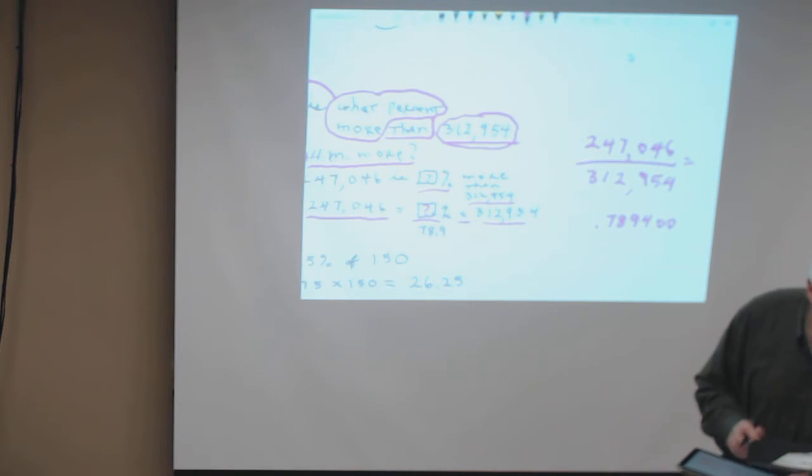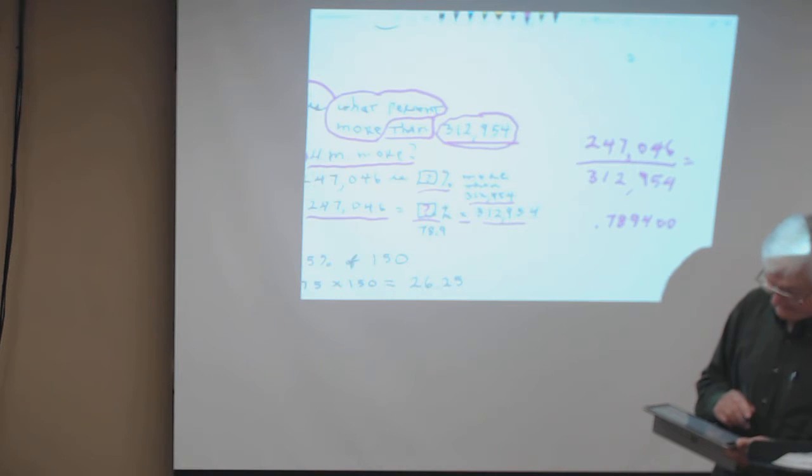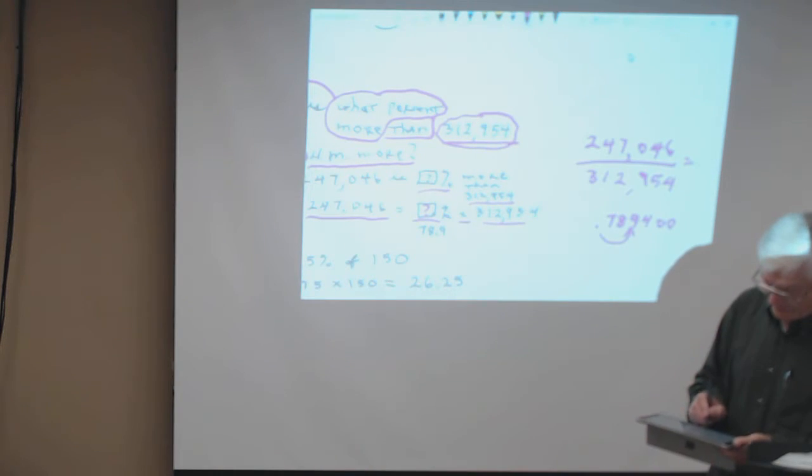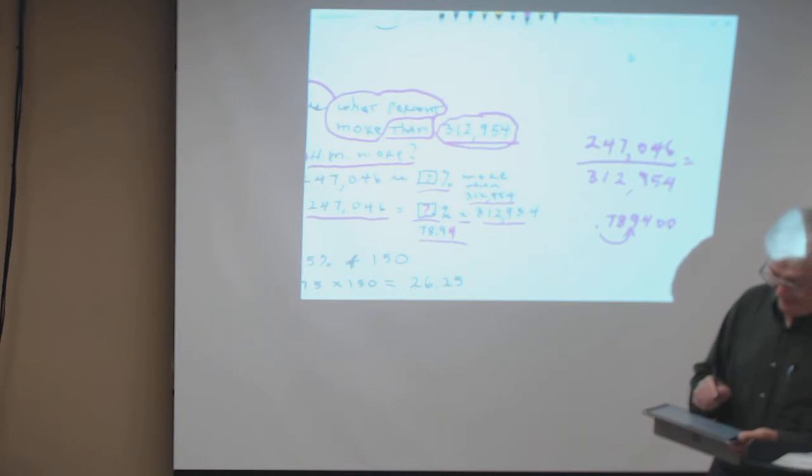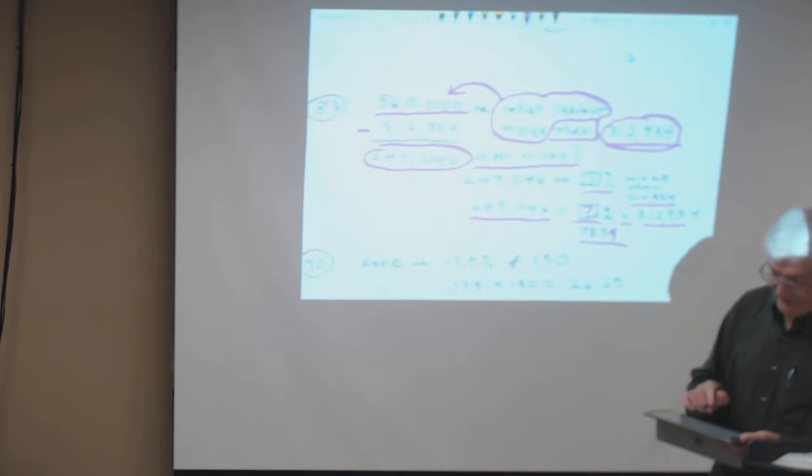So, why did I round it off like that? I don't know. I just did. So to change this number to a percent, I would move it 2 places, and it'd be 78.94%. Now, if you want to check it, take 78.94% of this, and you'll get this answer, and add them together, and they should add up to $560,000.